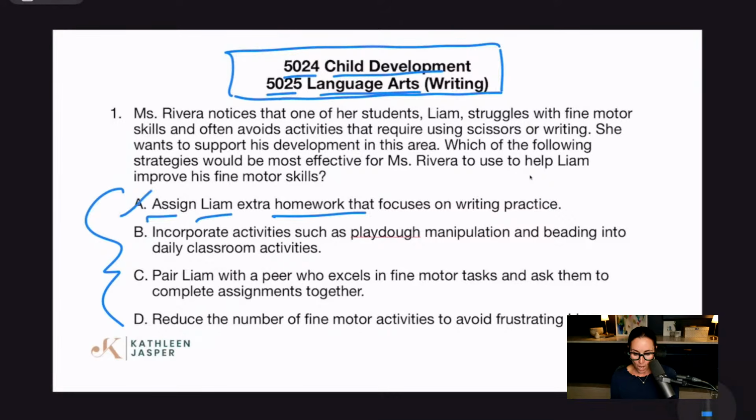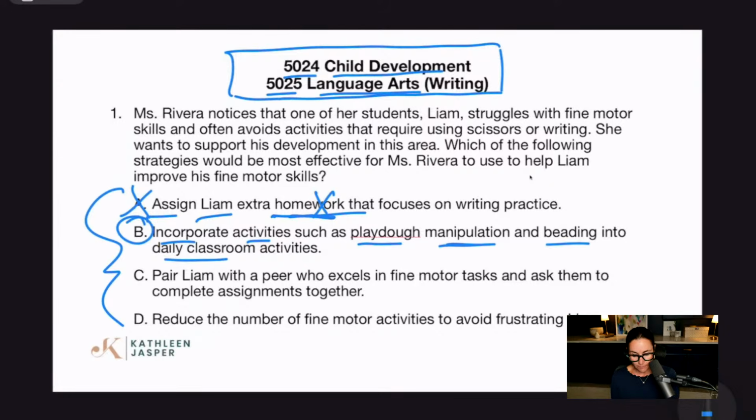Assign Liam extra homework. Always the wrong answer. Now, it doesn't mean it's a bad practice in real life. Homework is important. It's important for practice. But typically on the exams, they put homework with someone who is struggling. And if someone is struggling, we've got to fix it in the classroom first with differentiation, targeted interventions, and things like that. So typically, homework is a bad word on the exam. Okay. Cross it off.